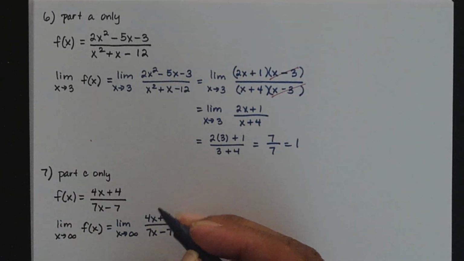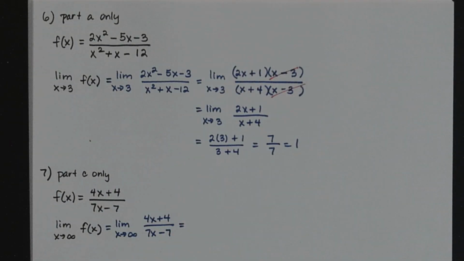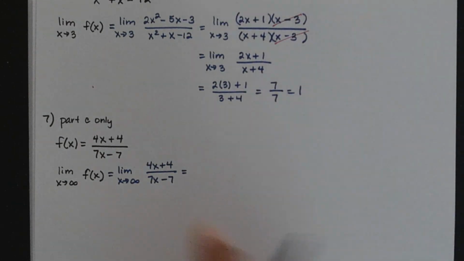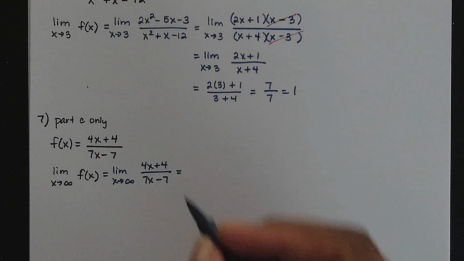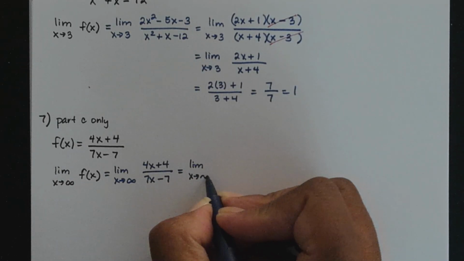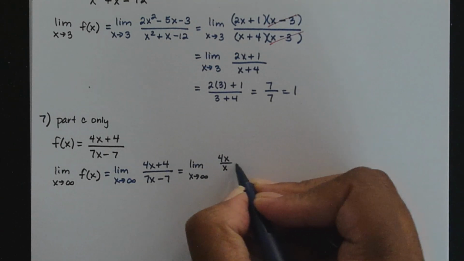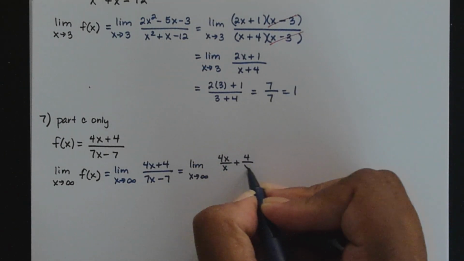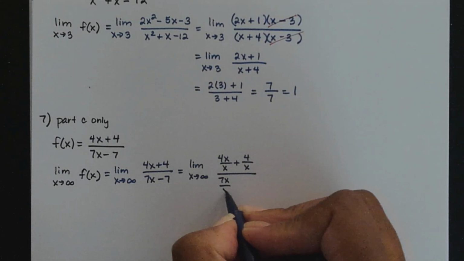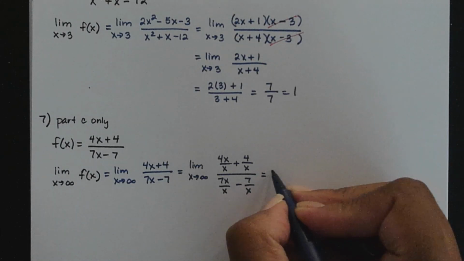What I can do here is divide the numerator and the denominator by the highest exponent in that denominator. And the highest exponent in the denominator will be x to the 1 power. So bring this limit notation over, because we haven't taken the limit yet. Then 4x will be divided by x, this 4 will be divided by x, the denominator, 7x, will be divided by x, minus, and then 7 will be divided by x.